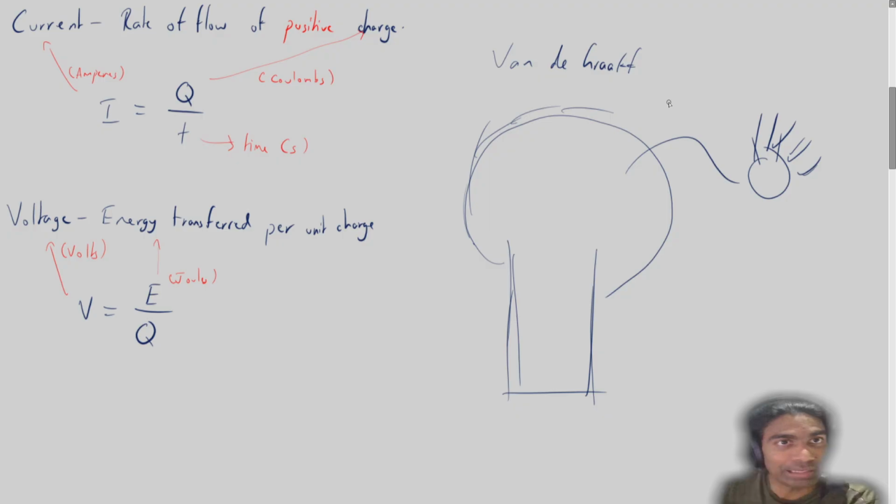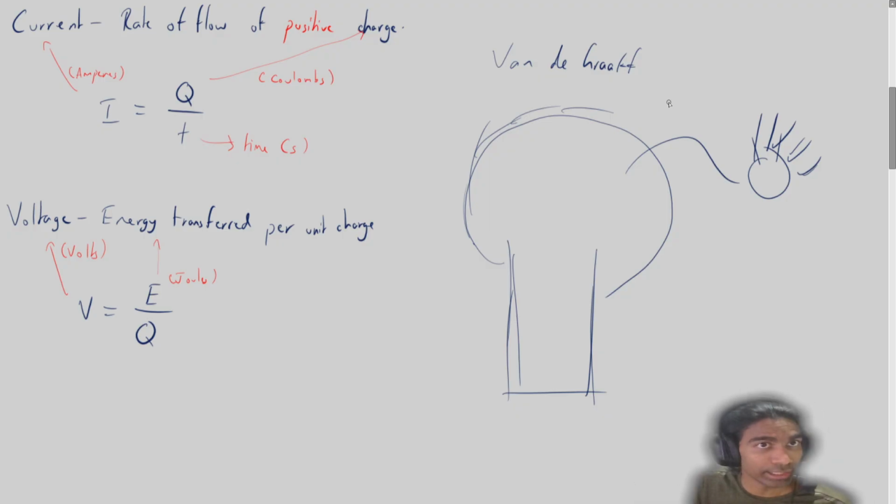You could get a mild current shock from it, but the voltage from a Van de Graaff generator is incredibly high. And despite that, you don't see anyone getting electrocuted from it, right? So the main point here is to understand that when you're dealing with current and voltage, it is both of them together that have to be high in order for it to be dangerous, okay?